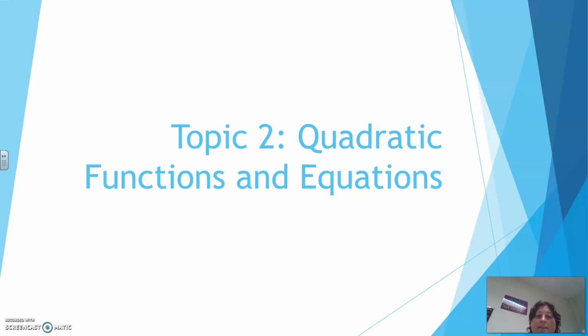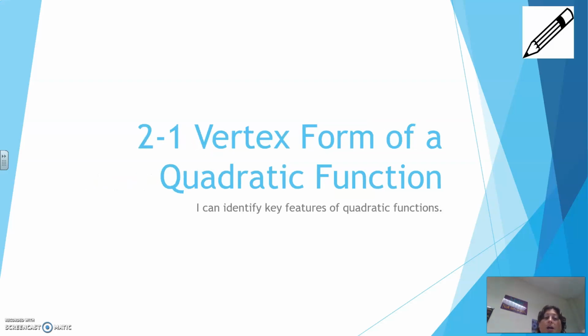You can see on this slide that in Topic 2, we will be talking about quadratic functions and equations. So we'll just be extending what you learned already about functions in Chapter 1. Starting with Section 2.1, we're focusing on the vertex form of a quadratic function, and our key idea is that I can identify key features of quadratic functions.